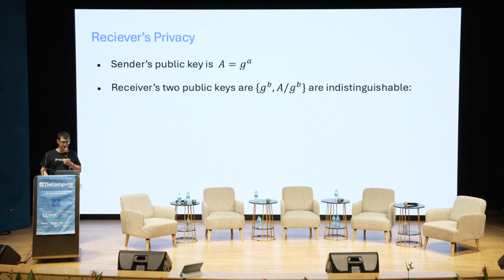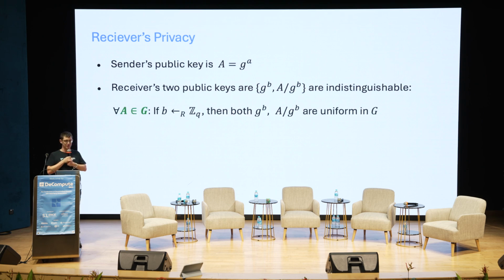The intuition for the receiver's privacy is that the sender's public key is g^a, and now the two public keys that the receiver sends, which are g^b and A over g^b, are actually indistinguishable. Why is that? Because, more formally, for any choice of the public key of the sender, every group element A, if the secret key of the receiver is chosen uniformly at random, then both of those elements are uniform in the group and so are indistinguishable. And notice this requirement that the point A must be a group element for this to hold.